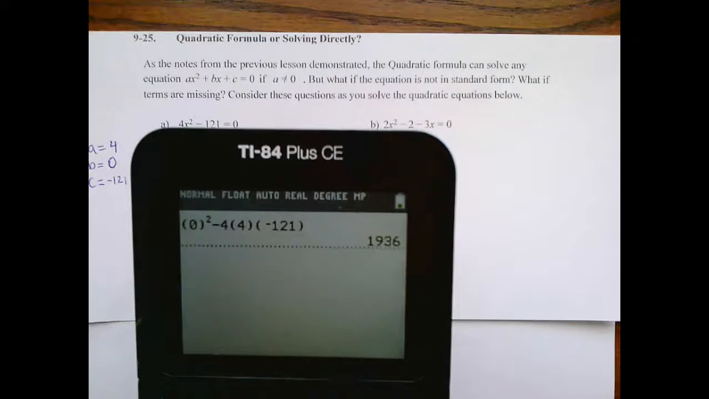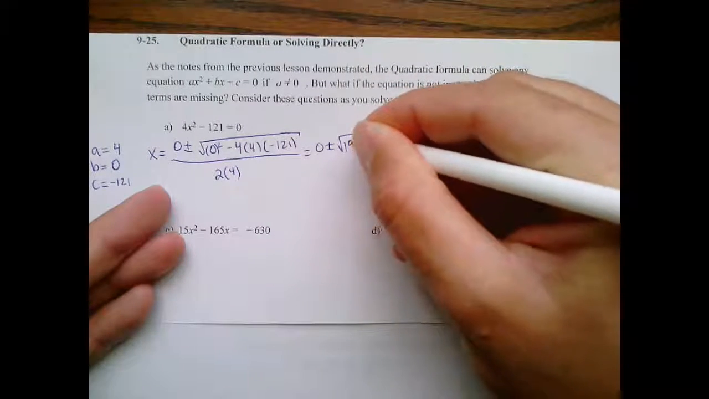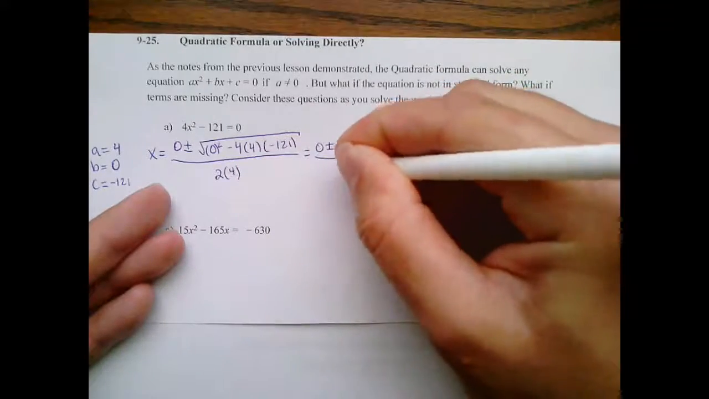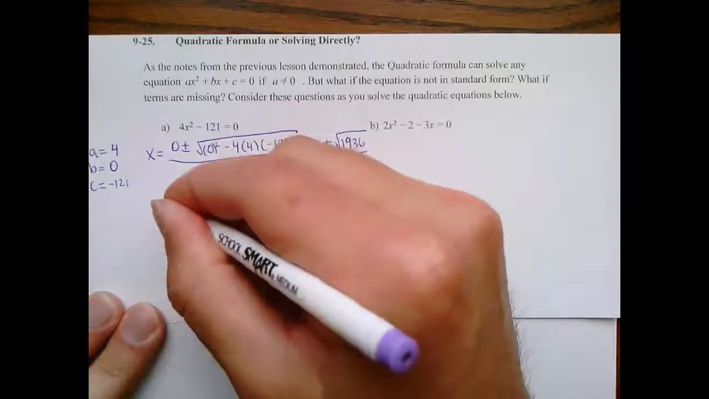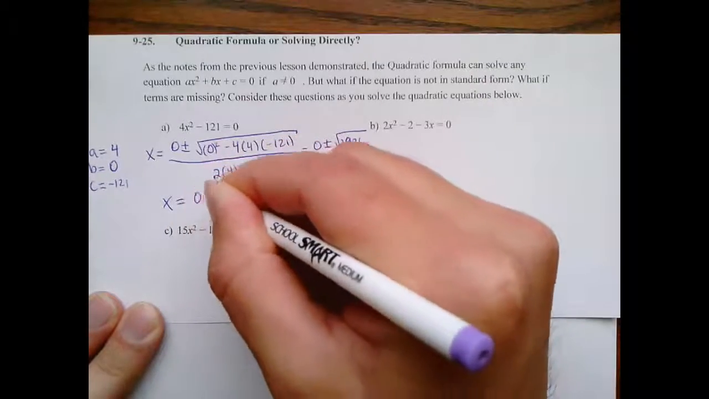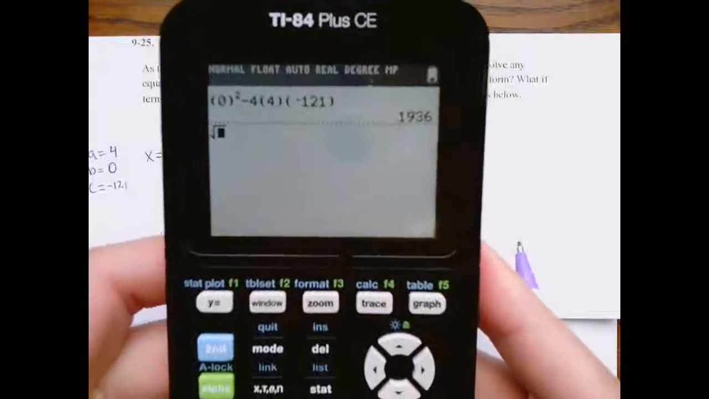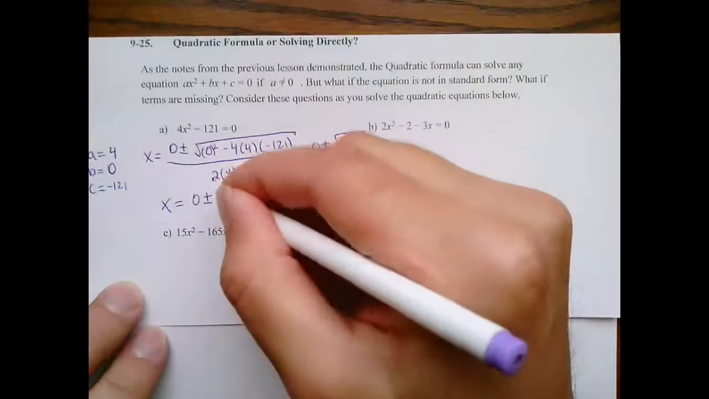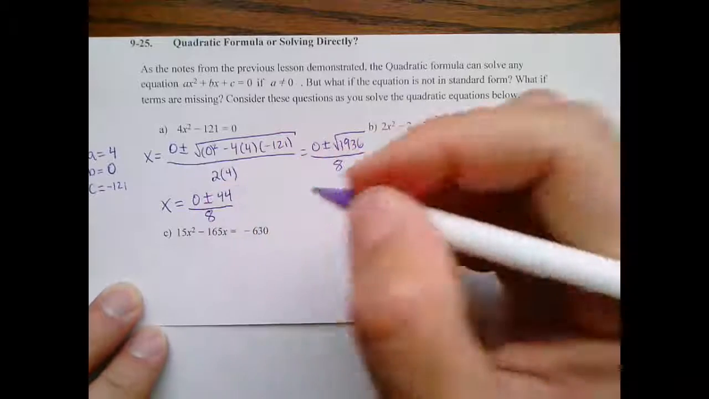We notice it's 1,936. So on my paper, square root of 1,936 all over 2 times 4, which on the bottom will just be 8. So let's keep rolling. So then I have x equals 0 plus or minus. So what is the square root? So we go to square root 1,936, which is 44. So then I have this right here, all over 8.